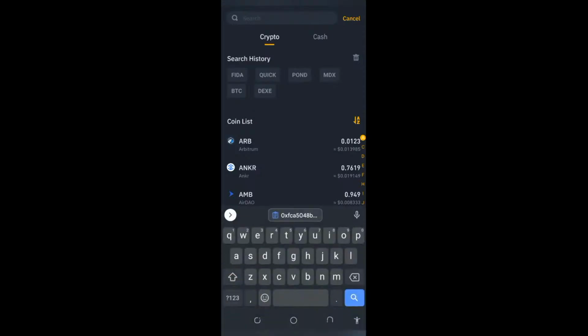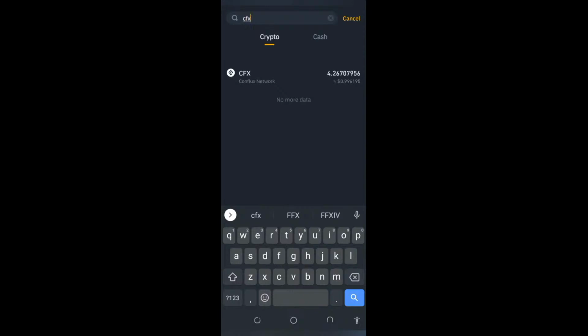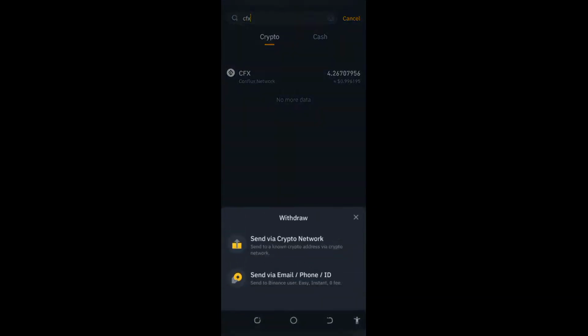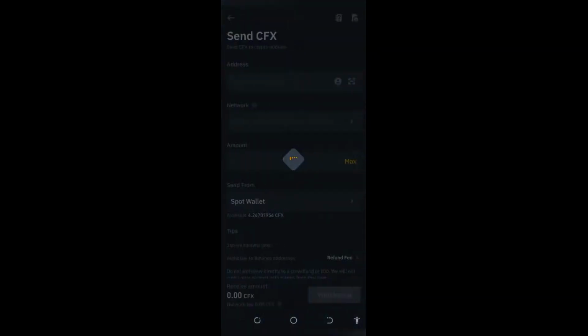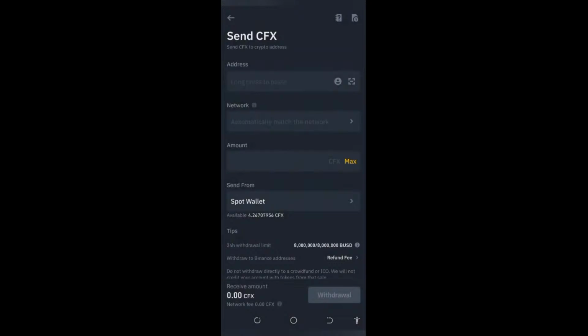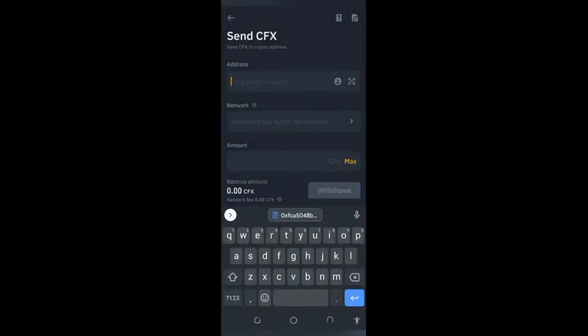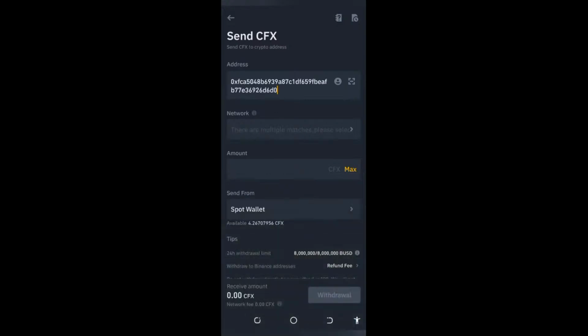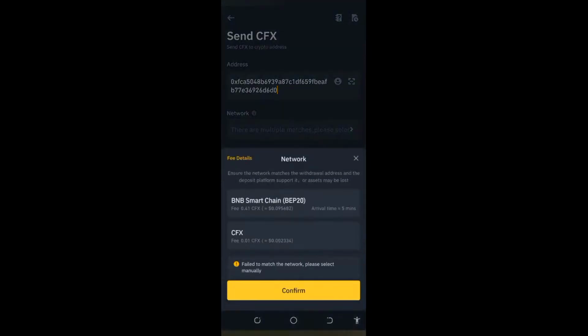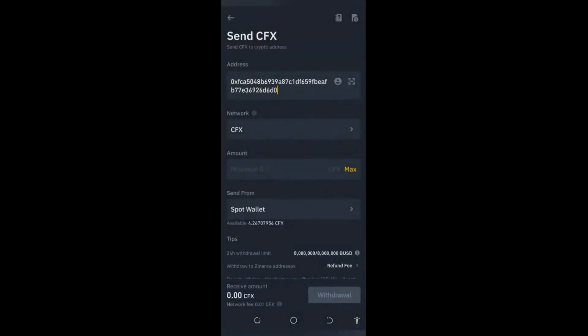So we check on our CFX. All right. Okay, we just have 4.26. Let's click on that. And then let's put the address here. Okay, the address looks good. It looks like it's not a mistake. The network is supposed to be CFX, okay? If this address wasn't good, it would be showing red.